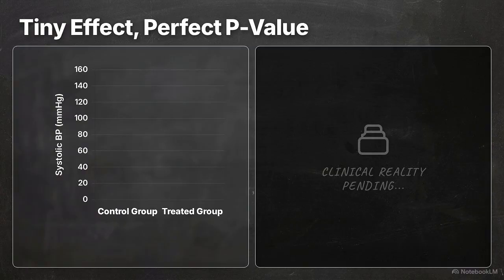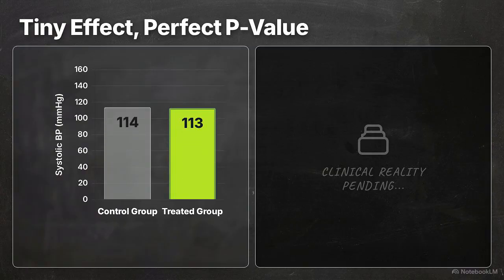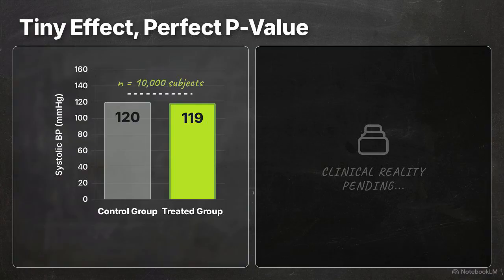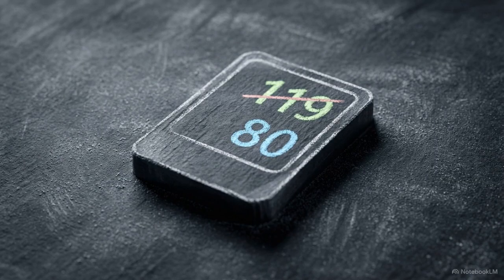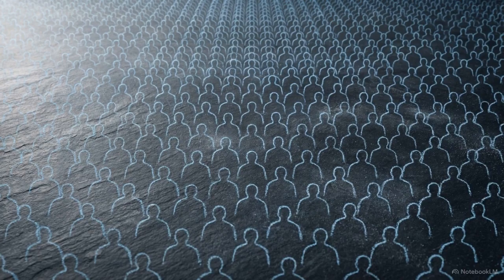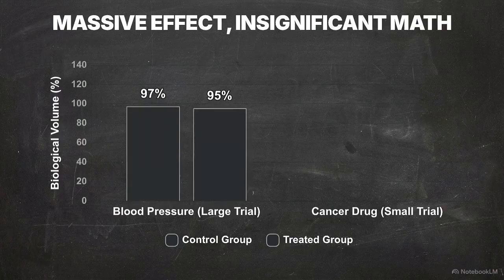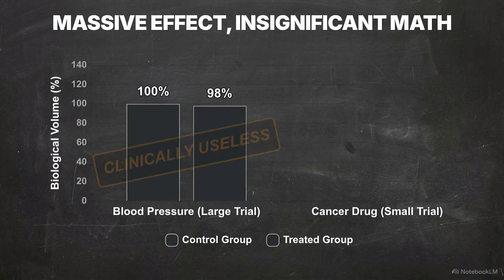On the left side of this split-screen chart, we have a clinical trial for a blood pressure drug. The data shows a highly significant p-value of less than 0.001. However, the actual drop is a microscopic fraction of a millimeter. It yields a significant p-value purely because the sample size is 10,000 patients. The result is mathematically real, but clinically useless.